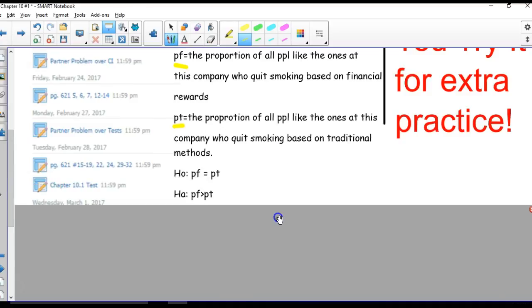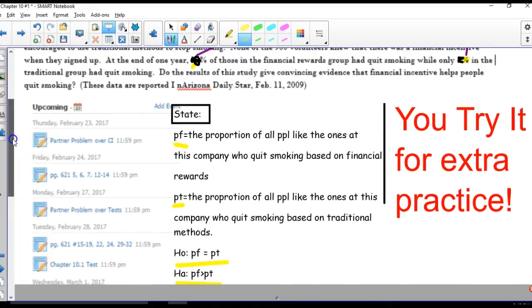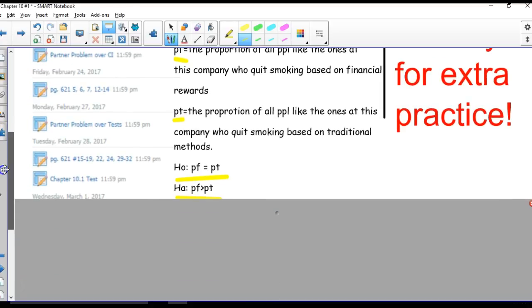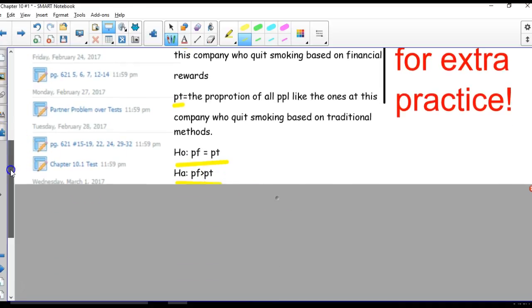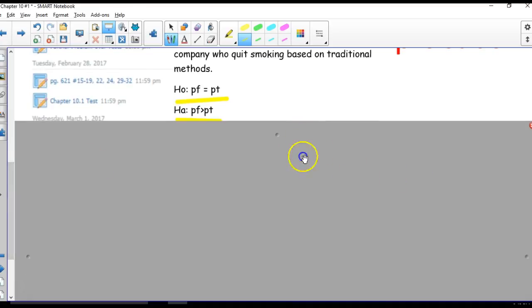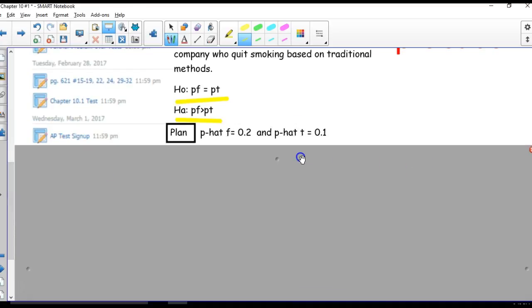Next, my null hypothesis. I'm going to assume they're the same, always. And I want, in this case, the proportion of people who quit smoking for financial rewards to be greater than the traditional method. Why do I want that? Because it says, does this result of the study give convincing evidence that the financial incentive helps people quit smoking? So that proportion should be greater if it helps them. The plan step.